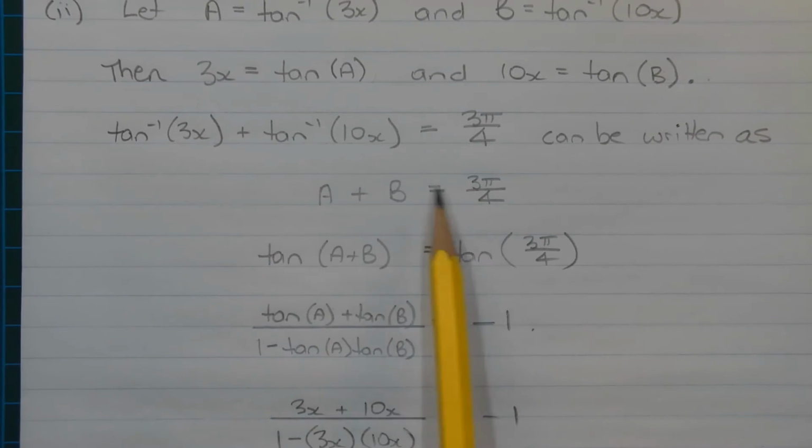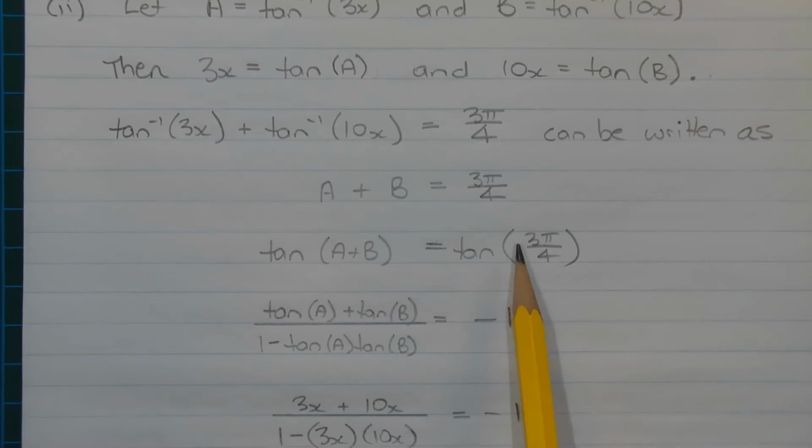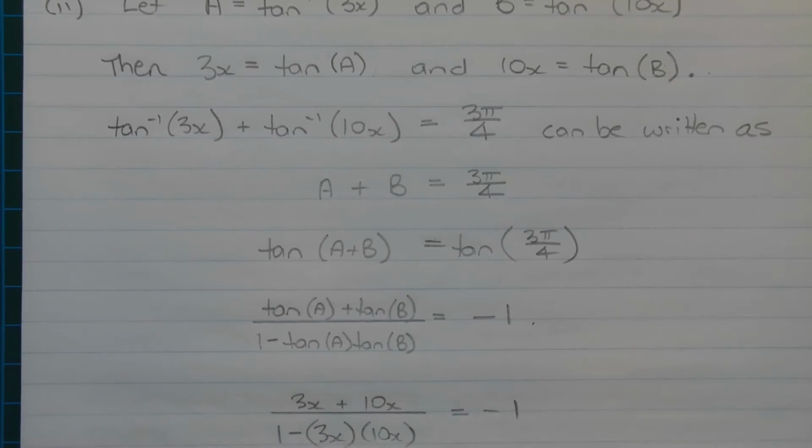Taking the tan of both sides of that equation, we get tan of A plus B, so this is the tangent of a compound angle, is equal to tan of 3 pi over 4. Now tan of 3 pi over 4 is an exact ratio, we get negative 1. And expanding tan of A plus B, we get tan A plus tan B over 1 minus tan A tan B.